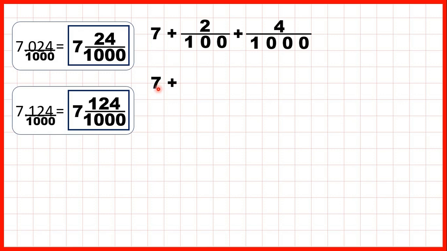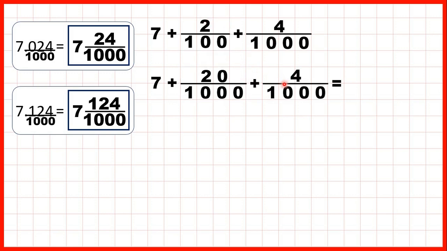Now the 7 wholes can stay the same, but instead of writing 2 hundredths, we can write 20 thousandths. These fractions are equivalent because we can use multiplication to find equivalent fractions, and 100 times 10 is 1,000. What we do to the denominator, we do to the numerator as well, and 2 times 10 is 20. So then, if we add the 4 thousandths, we still have 7 wholes, but we have a common denominator. So that stays the same in our answer, and 20 plus 4 is 24.